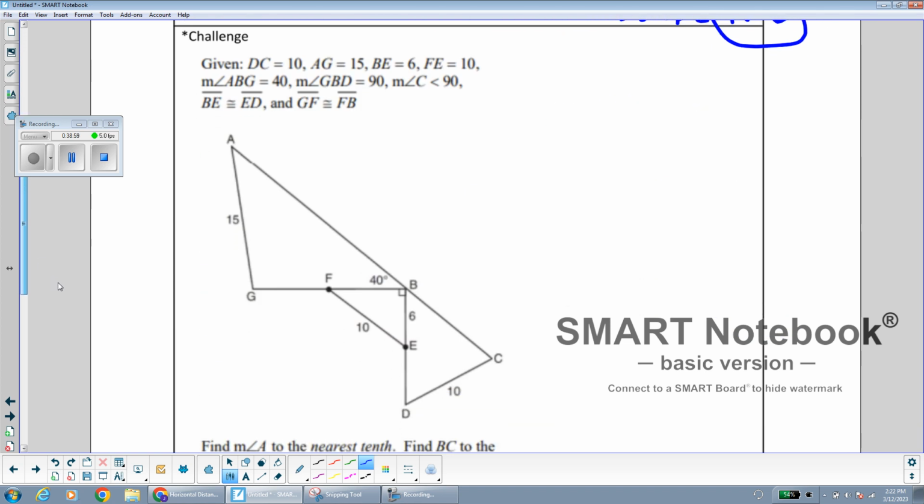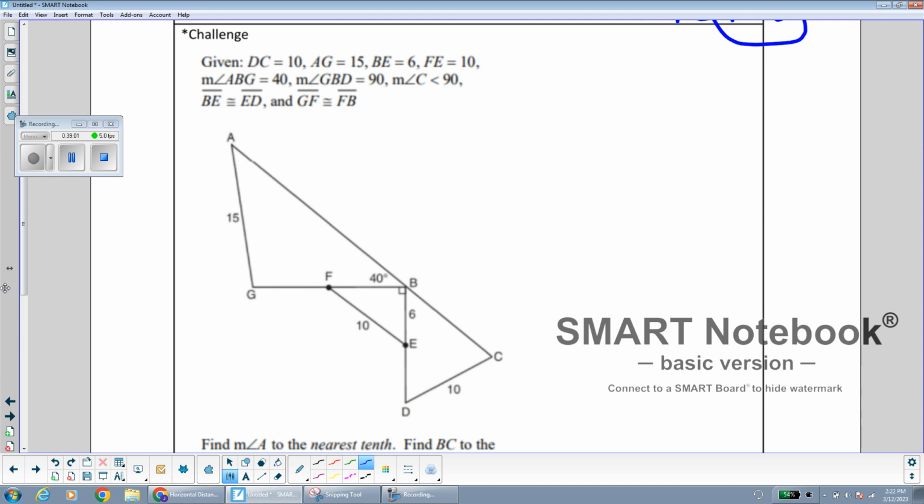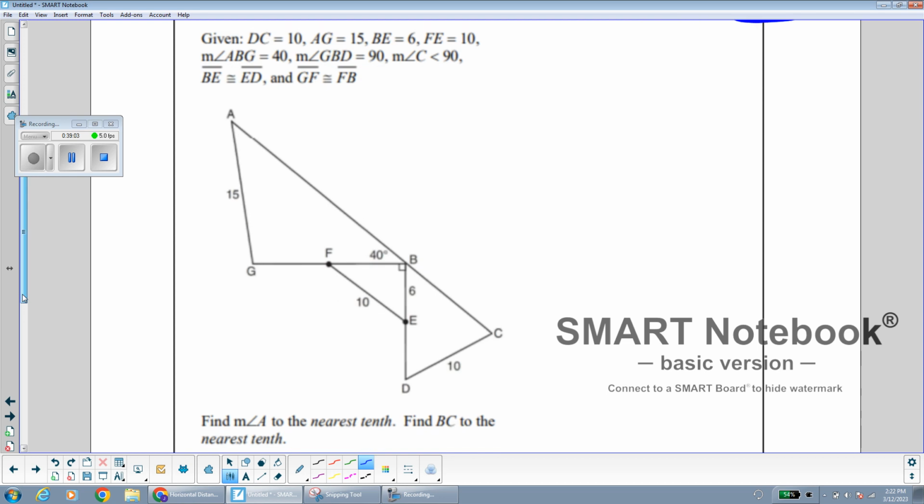Okay. This one uses the law of sines, which actually will be on your test, but nothing like as complicated as this. So most of the stuff is labeled here. BE is congruent to ED. So if BE is 6, ED is also 6. And GF is congruent to FB. So I'm going to mark that as well. First, we need to find angle A.